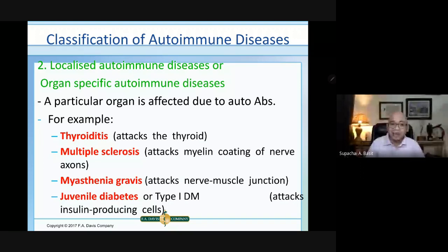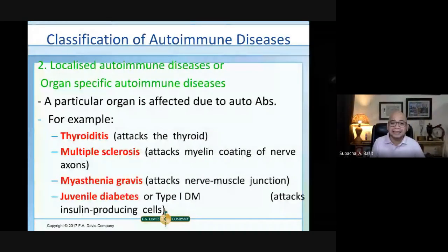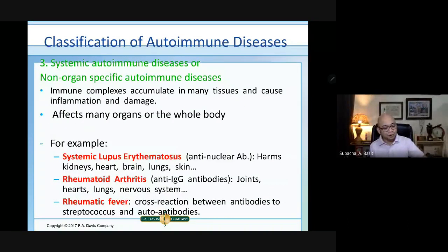If you have myasthenia gravis, it attacks the nerve-muscle junction. If you have juvenile diabetes, or type 1 diabetes mellitus, it attacks the insulin-producing cells of the pancreas, particularly the beta cells of the islets of Langerhans. So these are the different examples of organ-specific autoimmune disease.